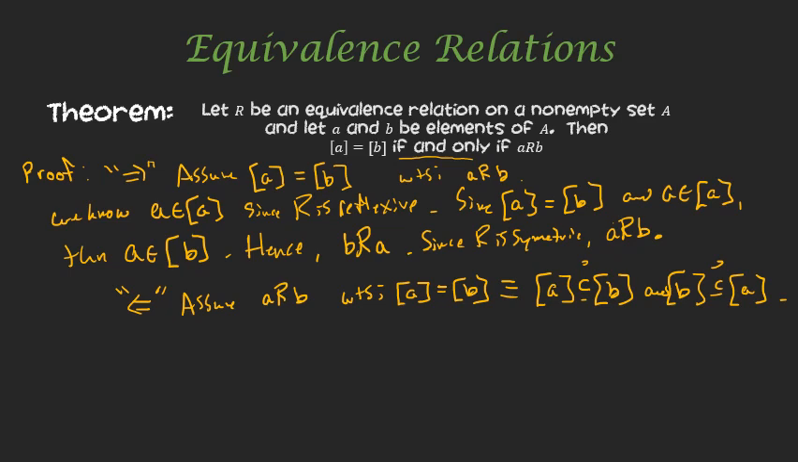All right, so we know that a is related to b. I'm going to do the equivalence class containing a is a subset of the equivalence class containing b first.